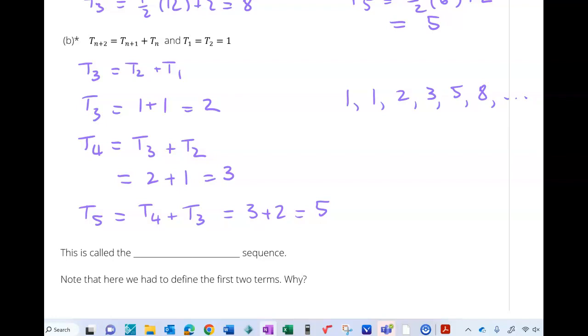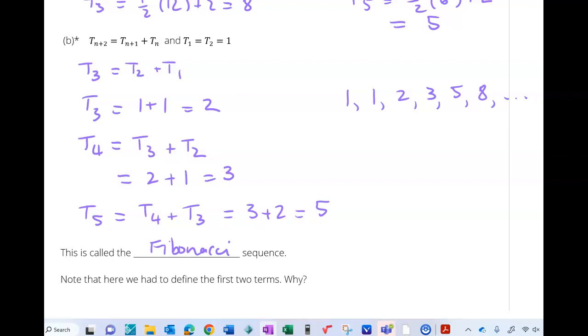What's the sequence? 1, 1, 2, 3, 5, 8. What sequence is it? 2 previous. Yeah, you add the 2 previous to get the next one, but it's got a special name, this particular sequence, these numbers in particular. 1, 1, 2, 3, 5, 8. The Fibonacci sequence. Yes, it's the Fibonacci sequence. So we came across this the other day.